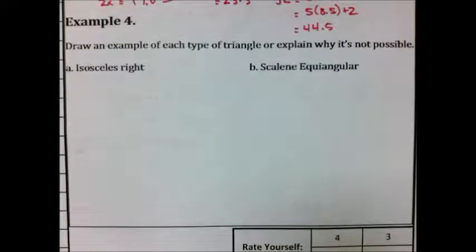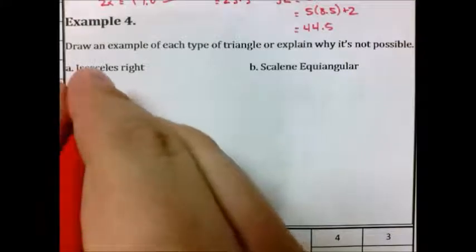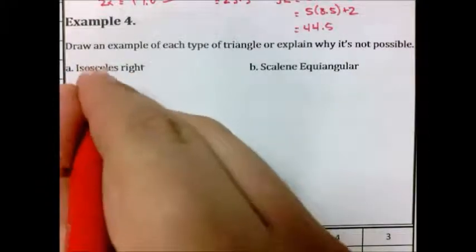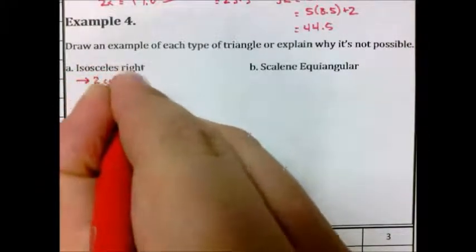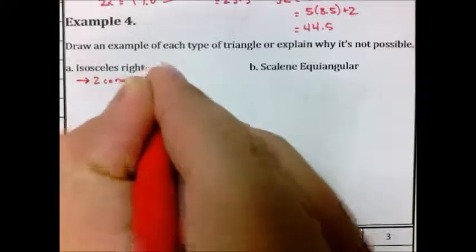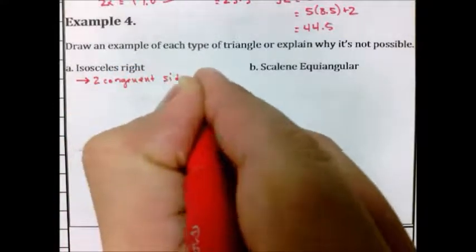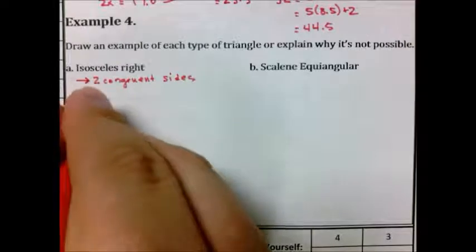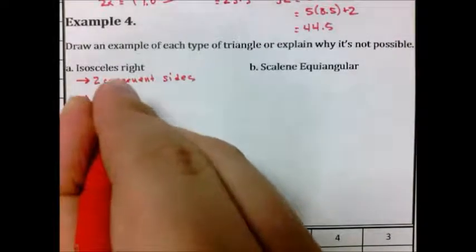Alright, example 4 says to draw an example of each type of triangle or explain why it's not possible. So this first one is an isosceles right triangle. What does that really mean? Isosceles means that we have 2 congruent sides. And a right triangle means there is 1 right angle.